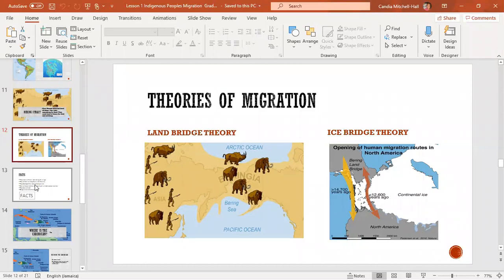Sir, could you repeat that? So the land bridge theory explains that the indigenous peoples came across the Bering Strait, which was a strip of land that joined North America and Asia.